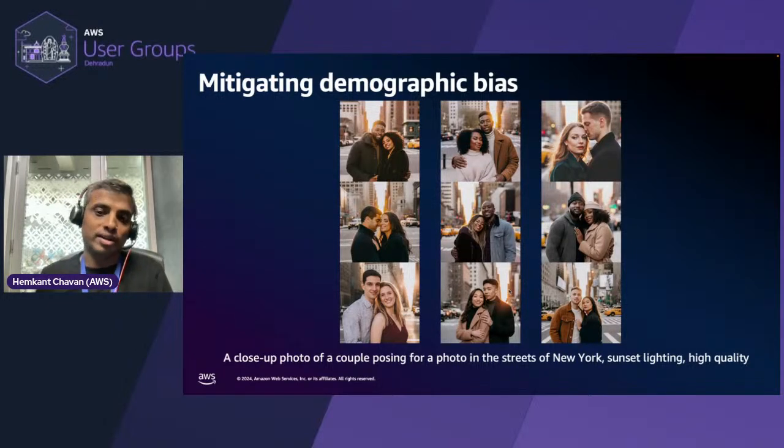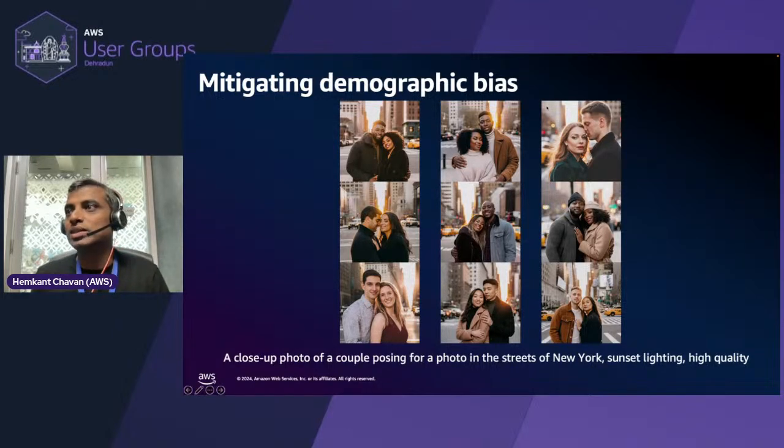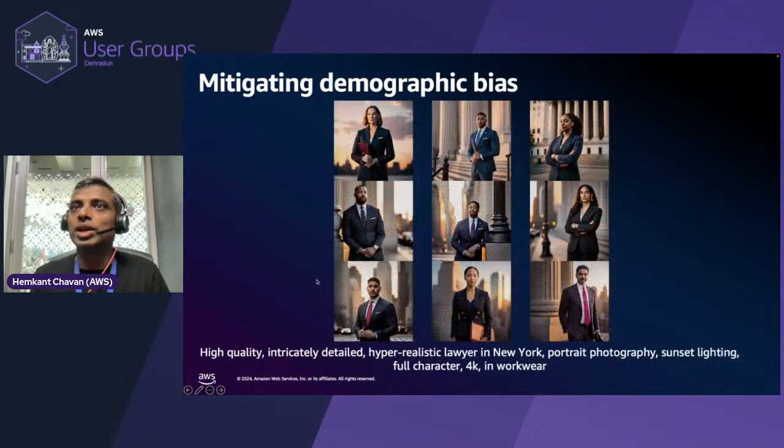So what is the prompt here? Can you see a closer photo of a couple posing for a photo in the streets of New York? The New York photo is in the background, but the people are from various ethnicity. They are African American, they are Caucasian, they are Asian, right? There are Indians. So this is how it mitigates.